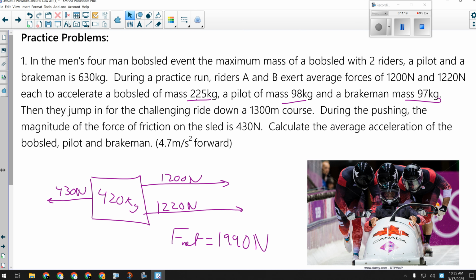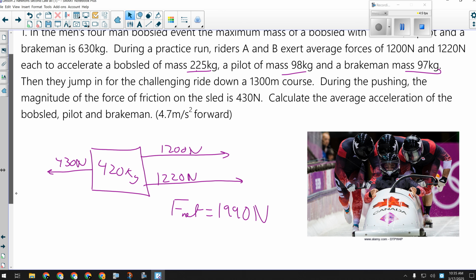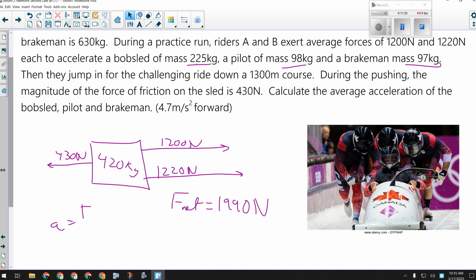Okay, so now I've got my net force. We did our vector sum of all forces. Now we can find the acceleration of the bobsled. F net over m, 1,990 newtons divided by 420 kilograms is going to give us 4.7 meters per second squared forward.